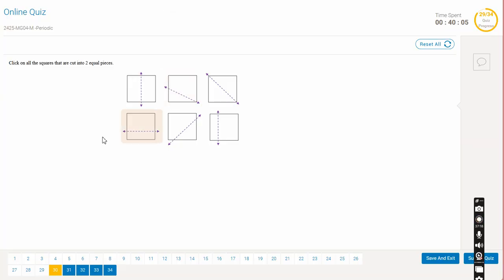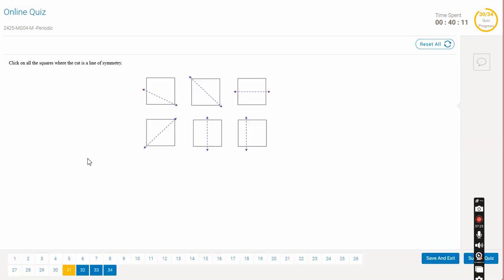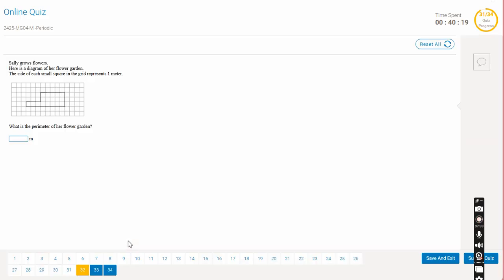Okay, so here what is cutting it into equal halves? This one and this one, right? The next one, it's going to be circle all the squares that are cut by a line of symmetry. This one's cutting it in half directly from one corner to the other, and this one, and this one. Let's go to the next one.